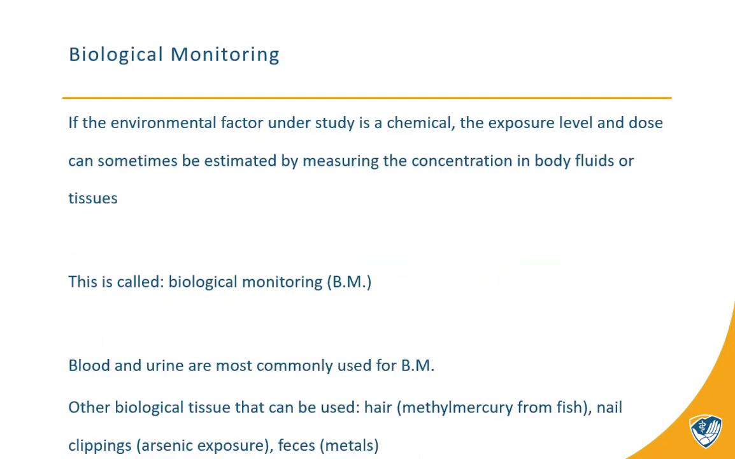Now discussing biological monitoring. If the environmental factor under study is a chemical, the exposure level and dose can sometimes be estimated by measuring the concentration in body fluids or tissues. This is called biological monitoring. Blood and urine are most commonly used for biological monitoring. Other biological tissue that can be used include hair and nail clippings and feces. And you can see then what kind of information we can get from those sources.